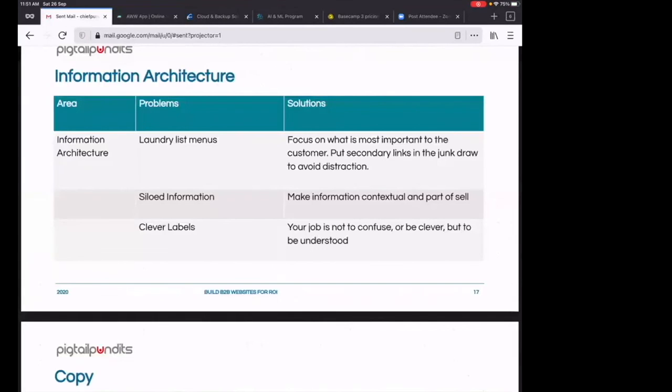Let me get into what are the issues with information architecture. The first issue that I see in most websites is laundry list menus. That means the menus read like laundry lists. They start with home and end with contact us, with career, services, case studies, blogs, all listed. That means every link out there on the top has got an equal weightage. Why is this a disaster?